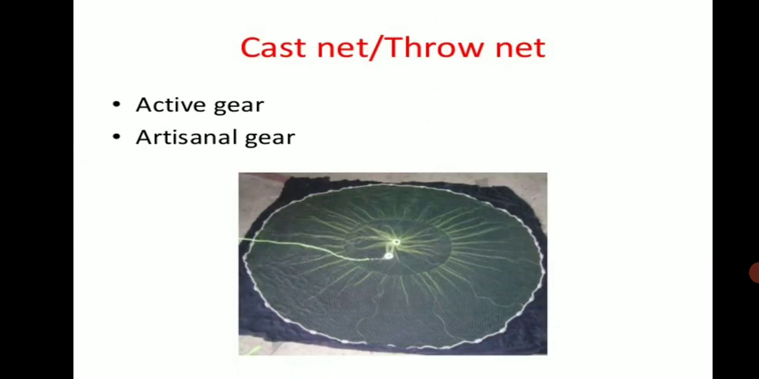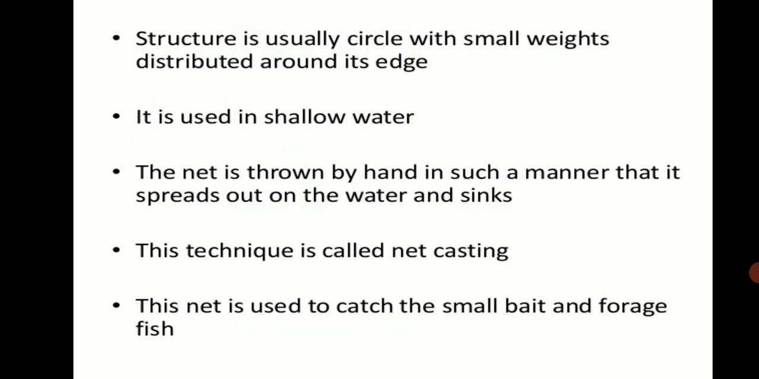Cast net, throw net, active gear and artisanal gear. The structure is usually circular with small weights distributed around its edge. It is used in shallow water. The net is thrown by hand in such a manner that it spreads over the water and sinks, and the technique is called net casting. This net usually catches small bait and forage fish.